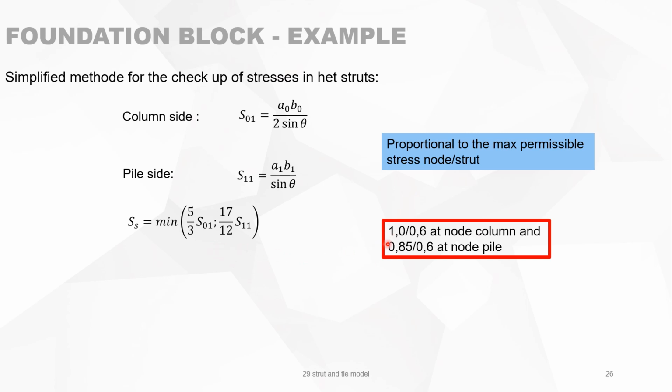This 1 divided by 0.6 is at the node column, and at the node pile it's 0.85 divided by 0.6, and this is 17/12. So it is just the minimum of the 2 values here, and that's the easy way to calculate the surface of the struts where you have to check the maximum allowable stress, and it's much easier and much faster to do. And then the stress in the strut is the normal force in the strut divided by this calculated surface.